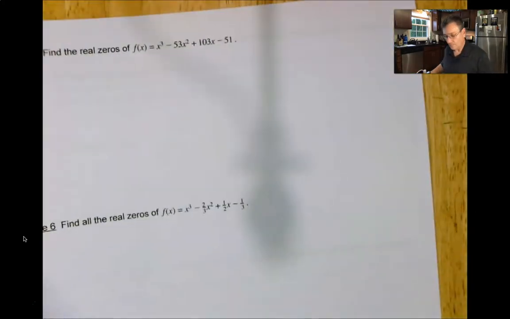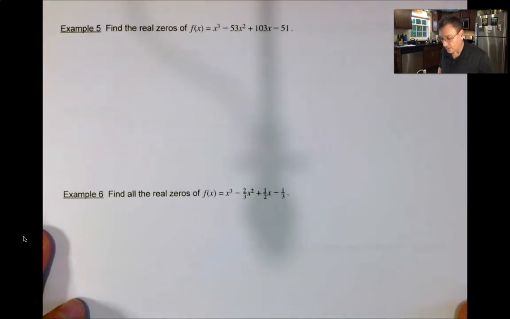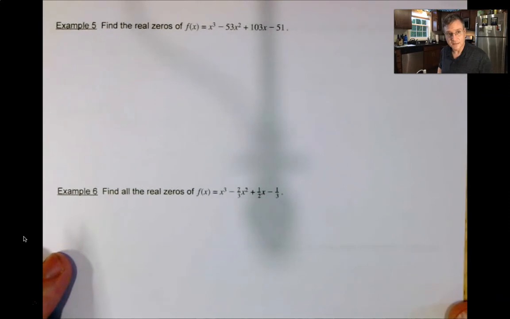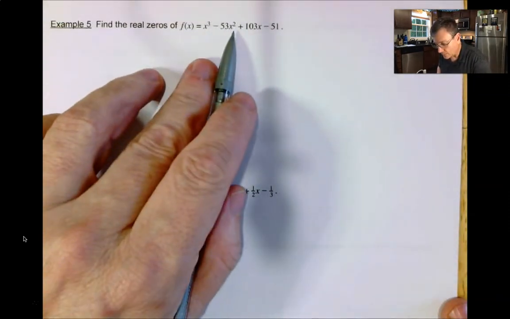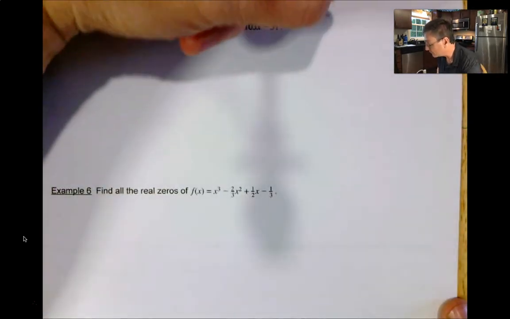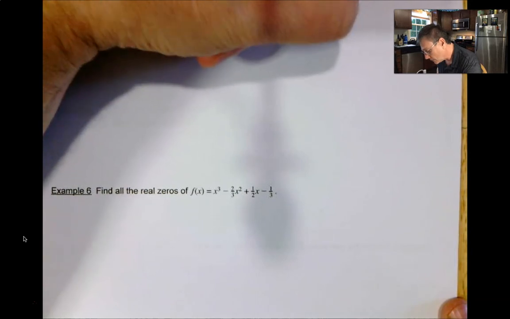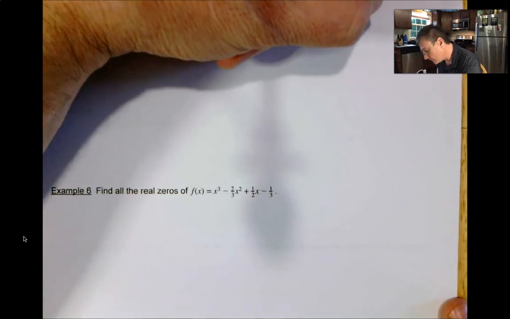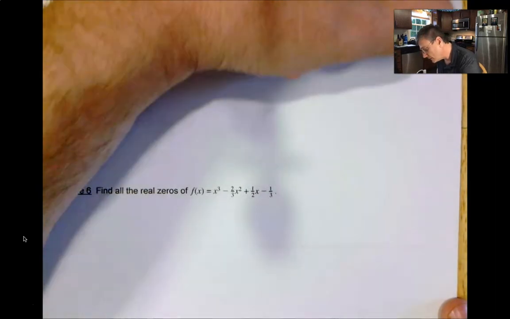Example 5 is find the zeros again. So let's hit it with Descartes' rule of signs to start off. So 1, 2, 3 changes. So we have 3 or 1 positive real zeros.